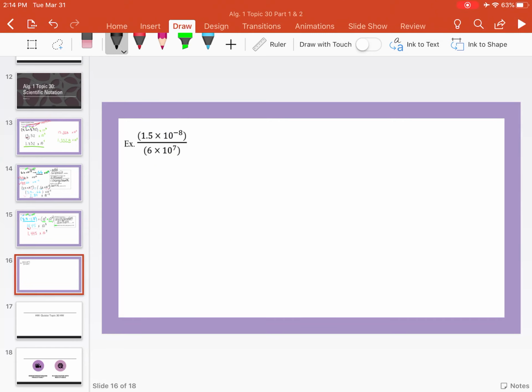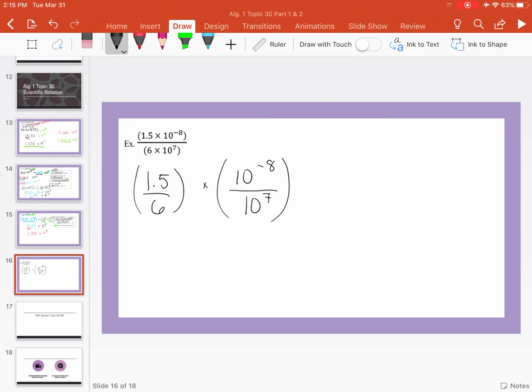Moving on to the last problem, 1.5 times 10 to the negative 8th power divided by 6 times 10 to the 7th power. And I want to write my answer in scientific notation. Here we're dealing with division. So I'm going to regroup this just like I did with multiplication. So I'm going to have my 1.5 divided by 6. I'm going to regroup those numbers together, times 10 to the negative 8th divided by 10 to the 7th.